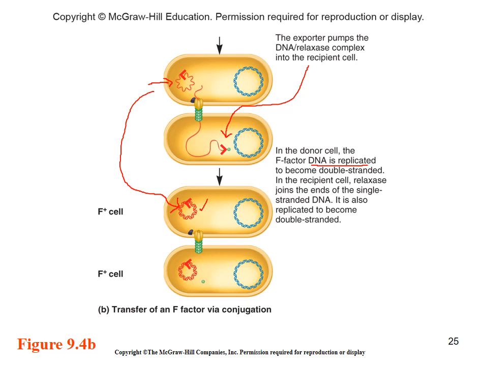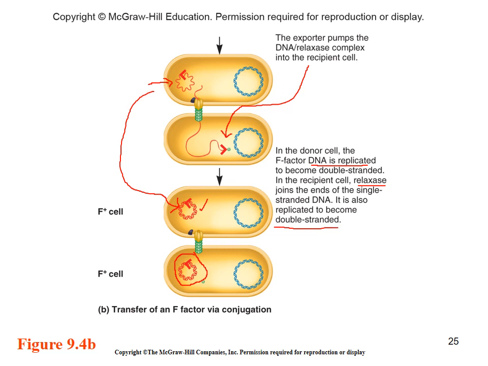And at the same time, we see that the relaxase in the recipient cell will join the strand of DNA. Notice how it's now becoming a circular format. There's your little plasmid. And we also see that it will replicate and become double-stranded.